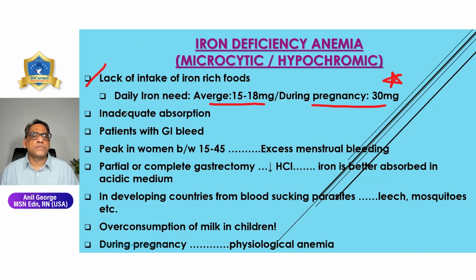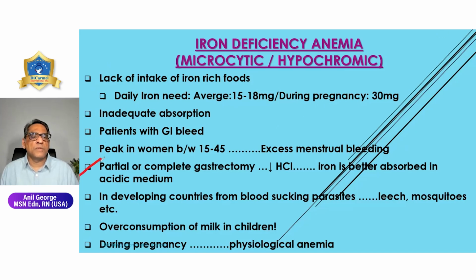Other reasons for anemia could be inadequate absorption. So think about anything which can cause malabsorption. For example, celiac disease, cystic fibrosis, or other malabsorption problems can be reasons for inadequate absorption. Patients with a GI bleed, definitely, with cirrhosis or peptic ulcer, etc., can have a GI bleed. They can have significant anemia. And also women aged 15 to 45, remember that's the menstrual age. So excess menstrual bleeding could be a reason behind the high risk of anemia in menstruating women.